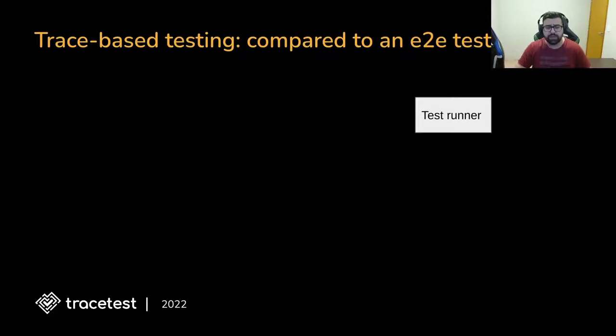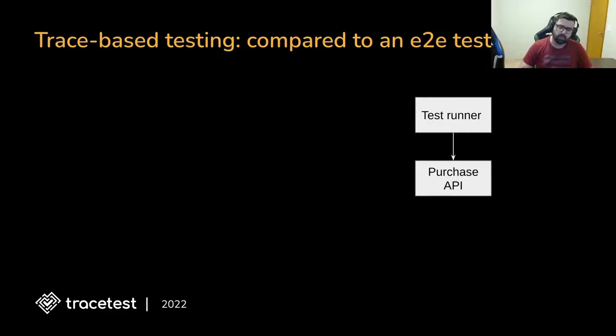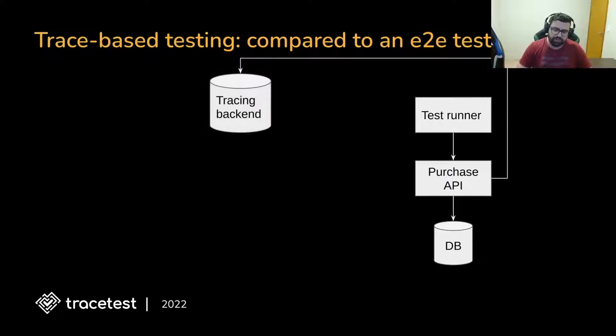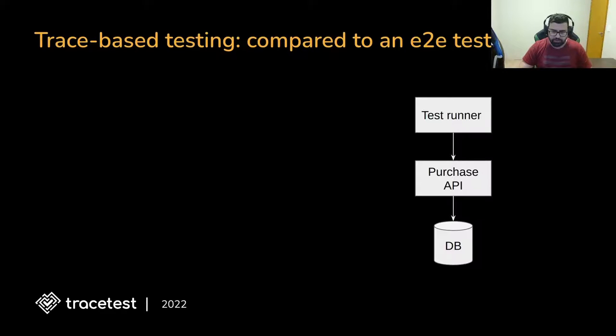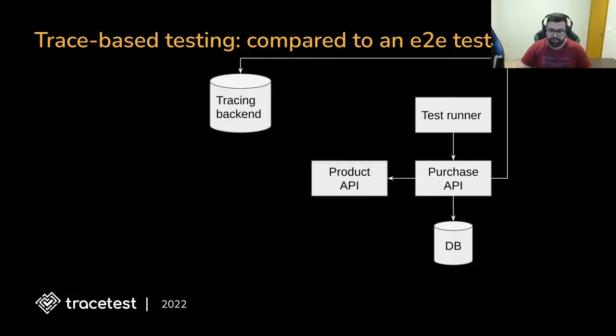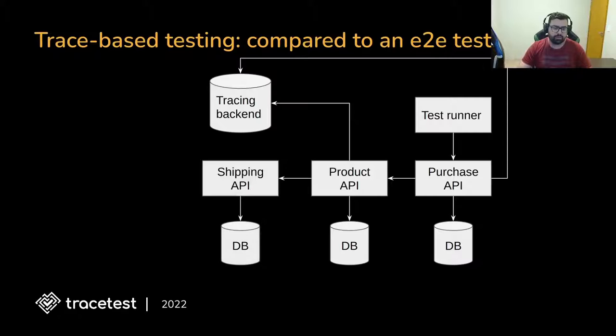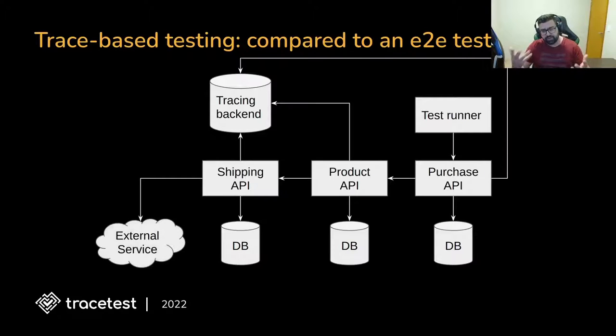So we still have a test runner. Same thing, it can be a function, it can be an external runner, and we trigger the API. That will trigger a database operation, but the difference here is that every time an operation runs, I send telemetry to my tracing backend. So I have a new trace. I have spans going from my application to my trace backend. And the flow continues. Product API is hit, database is executed, then I have new spans going to the trace backend. Same thing for shipping. Do everything and we have everything working.